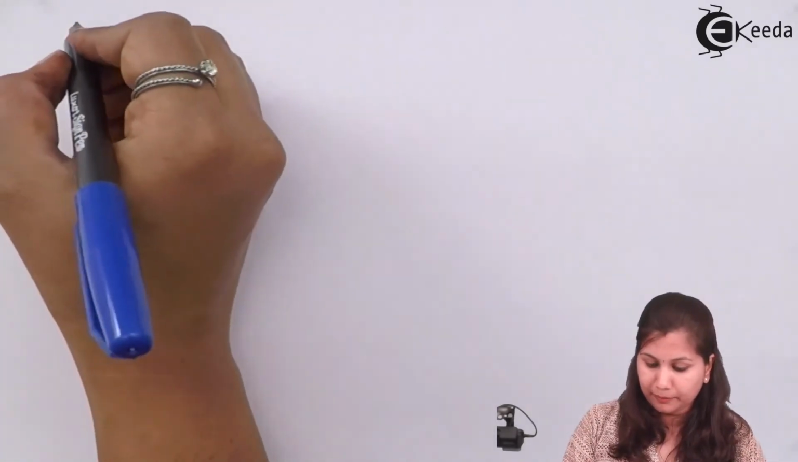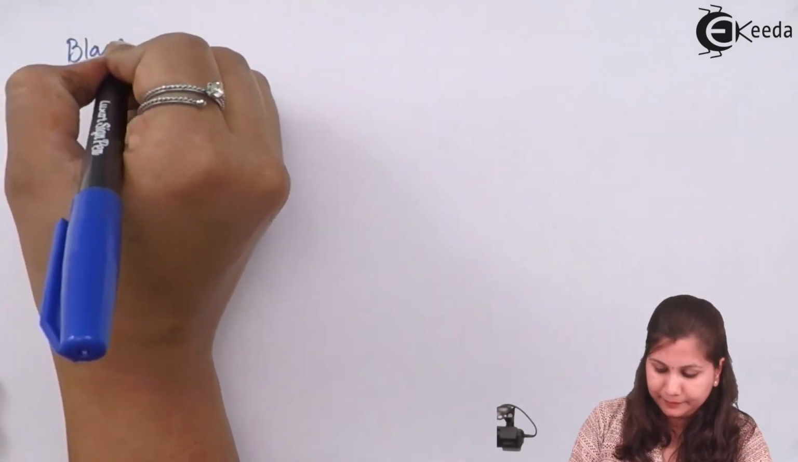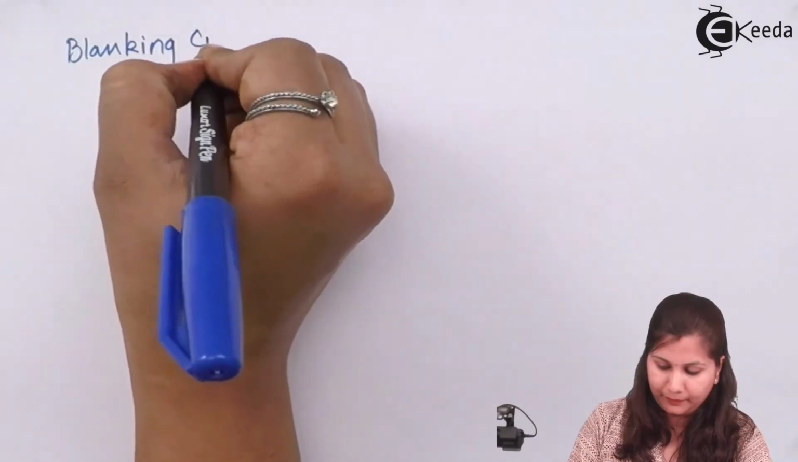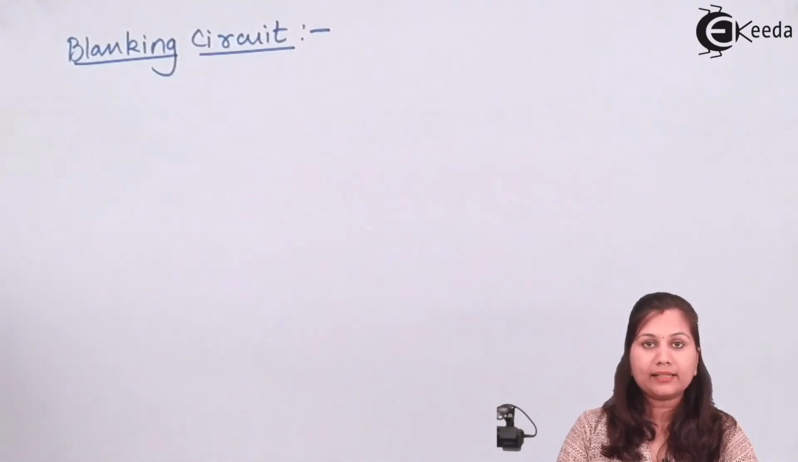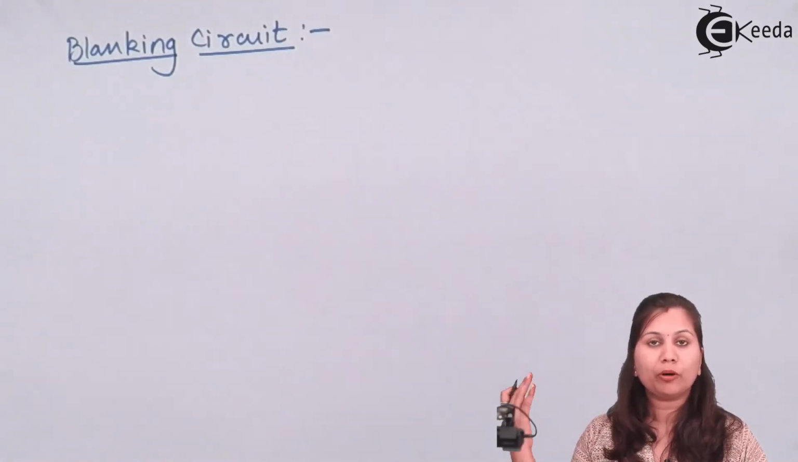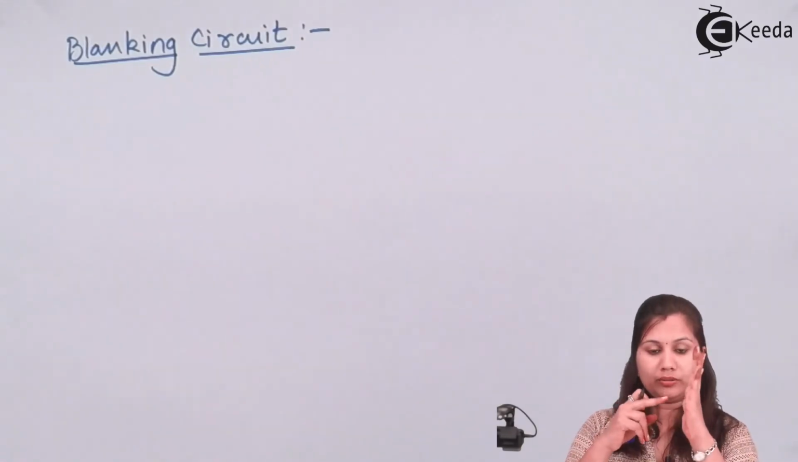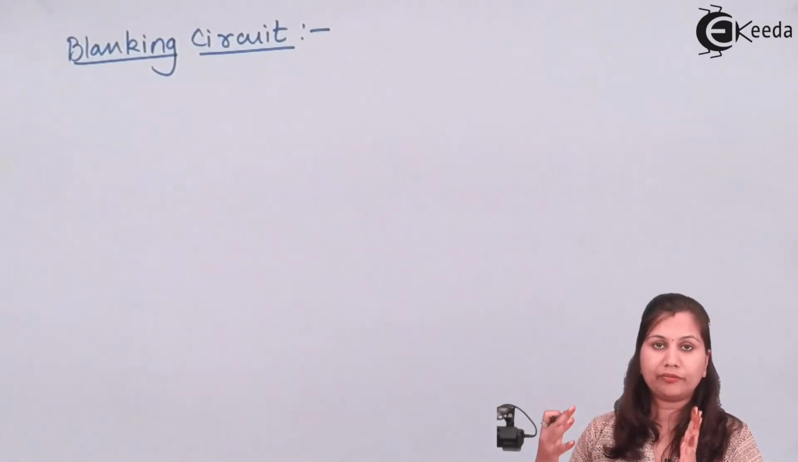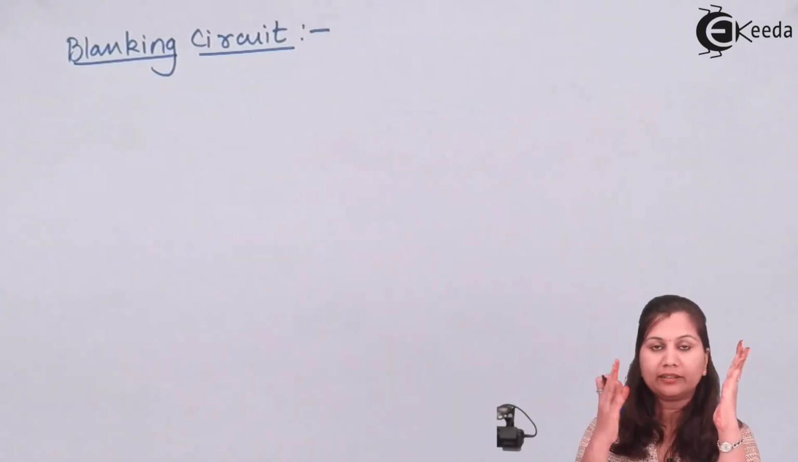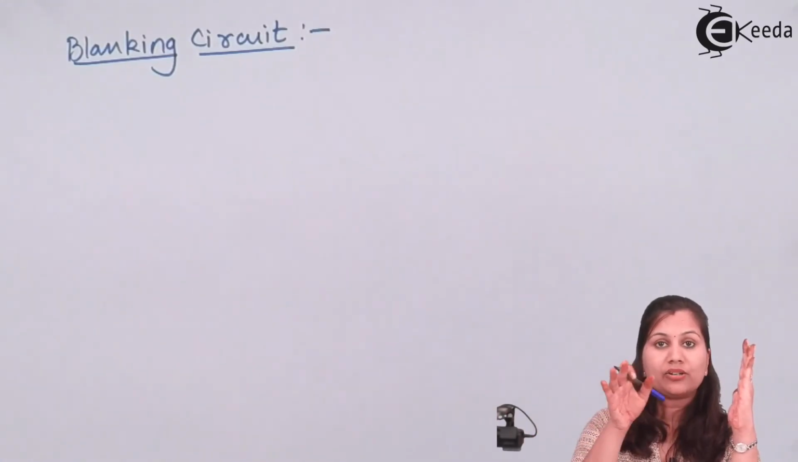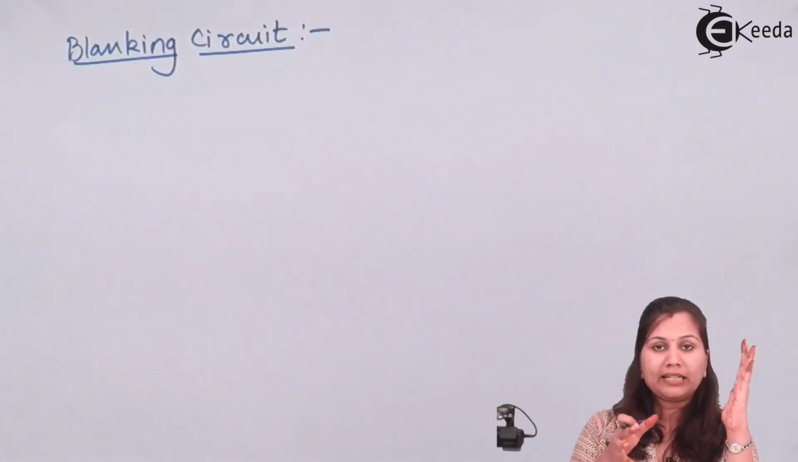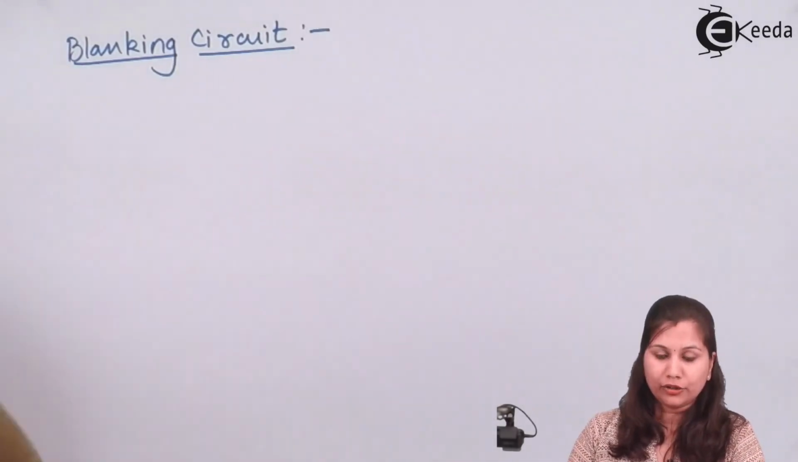Another circuit is the blanking circuit. The blanking circuit is useful when we want to eliminate the retrace which is produced when the spot is moving from right to left. When the luminous spot is tracing the waveform, it moves from left to right in the horizontal direction. When the spot moves from right to left, it is retracing the waveform. To eliminate this retrace, the blanking circuit is used.